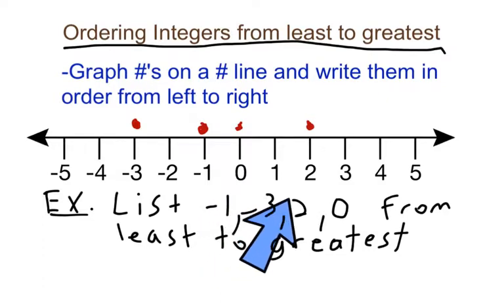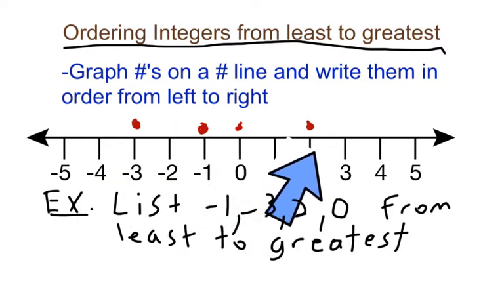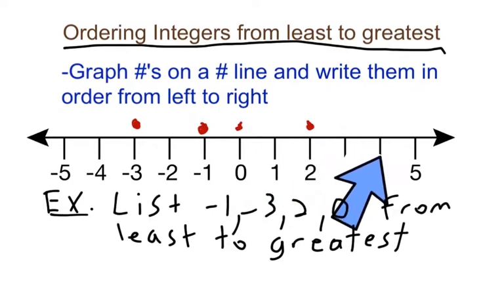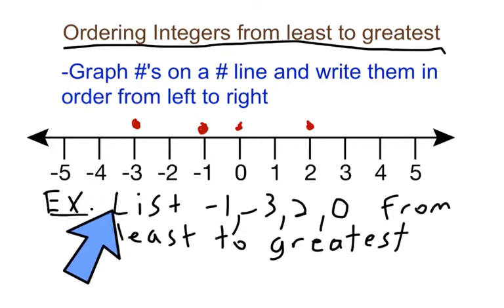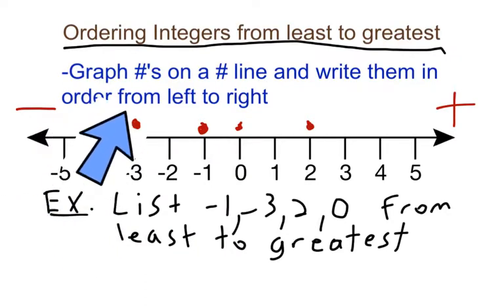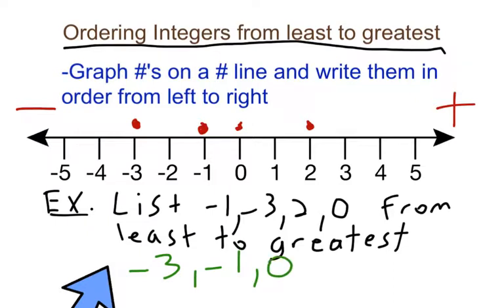So now I just read them from left to right. So -3, then -1, then 0, and then 2. If I wanted to do greatest to least, I would have done 2, 0, -1, -3. Just think, this is your positive direction, this is your negative direction. So least to greatest. So we'll write those down. Our answer is -3, -1, 0, and then 2.